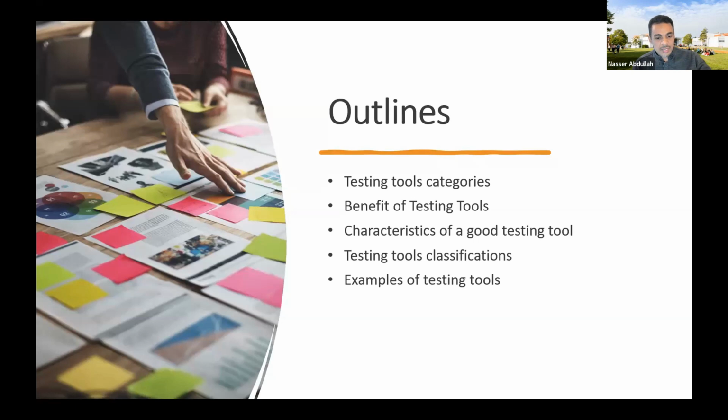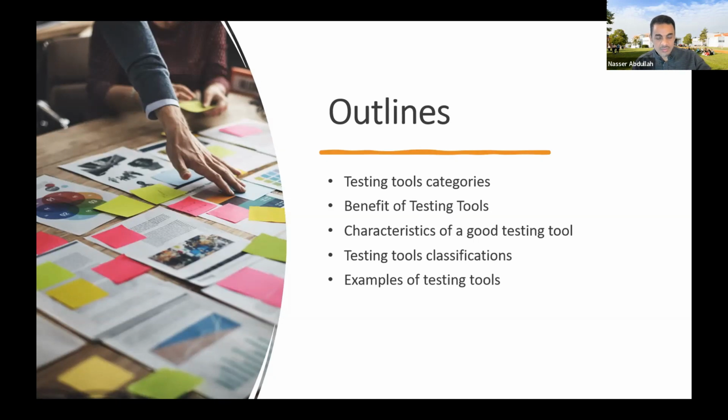So the outline is to know the testing tool categories. We have many categories. We can say, okay, based on the price, based on the function of the tools. Here we'll also know the benefits of the tools, and the characteristics of good tools when you select them, based on what you will select as well.